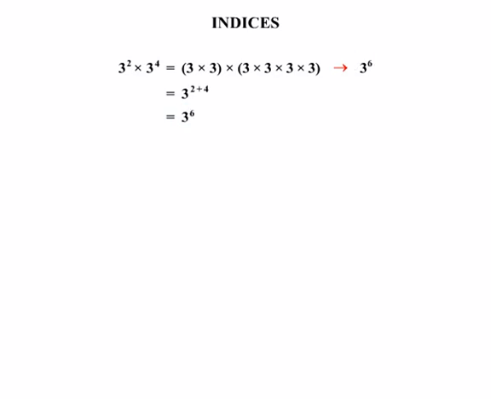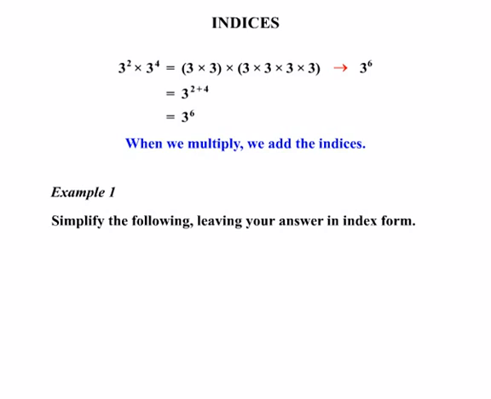So let's see if we can think of a quick way of remembering that. Well, the basic rule for indices is when we multiply, we add the indices. So let's have a look at some examples now, practicing using that rule. Number 1, we're told to simplify the following, leaving your answer in index form. Now for part A, we've got 5 to the power of 3 times 5 to the power of 6. So let's use our short method, our base number there, 5. We'll get that down firstly.